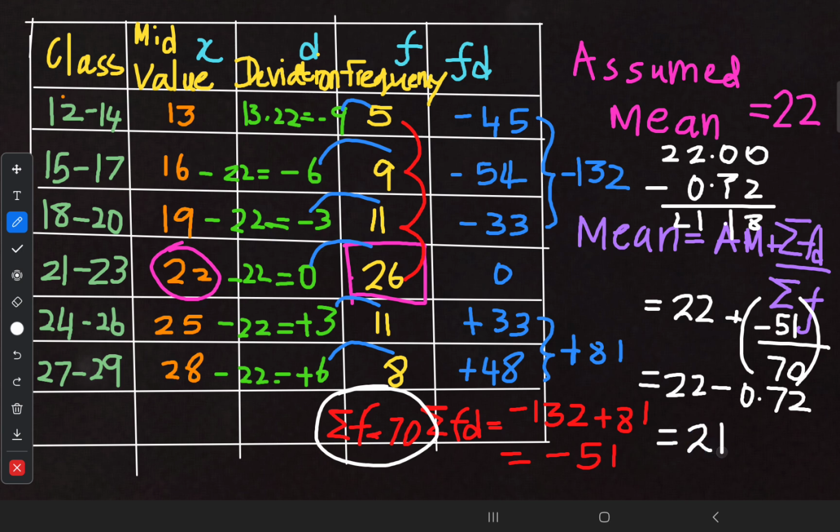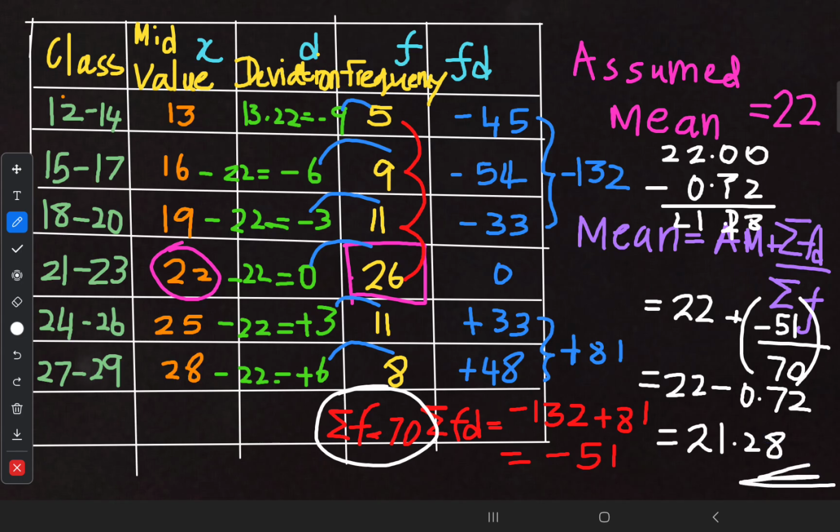Finally, our mean. We found our mean as 21.18. Sorry, the subtraction should be done this way: 21.28. This is our final mean value.